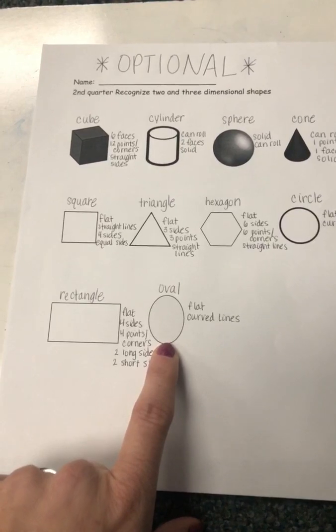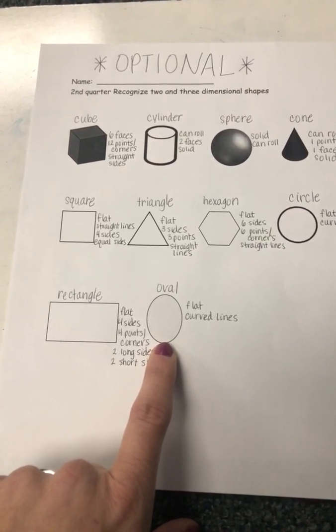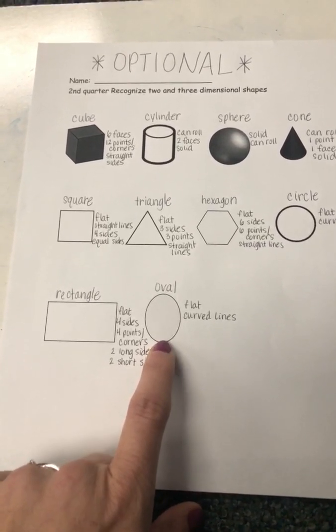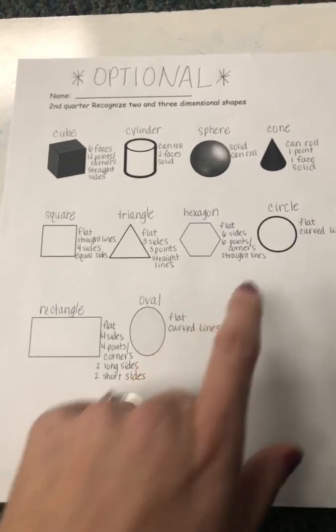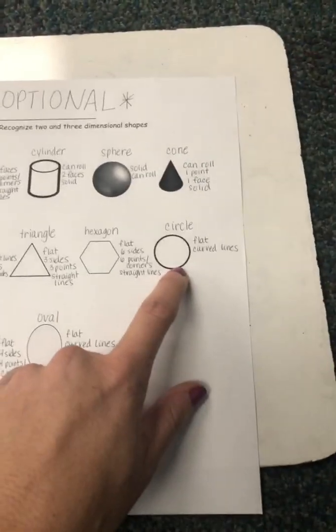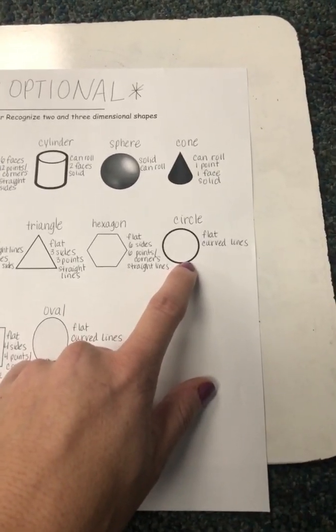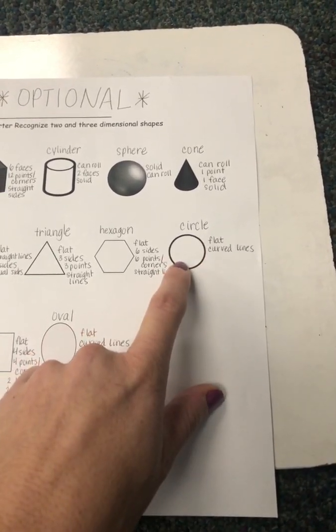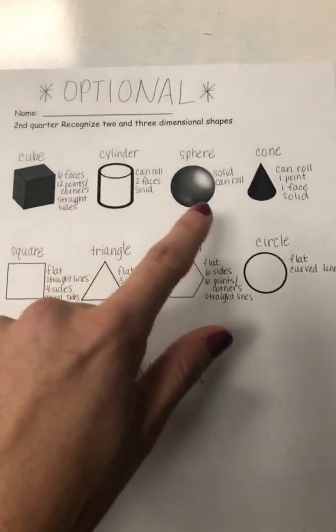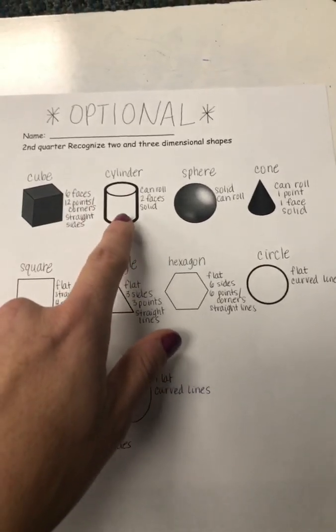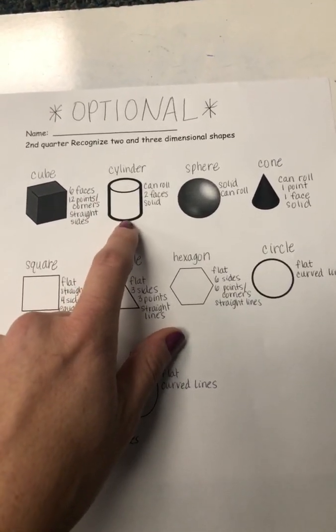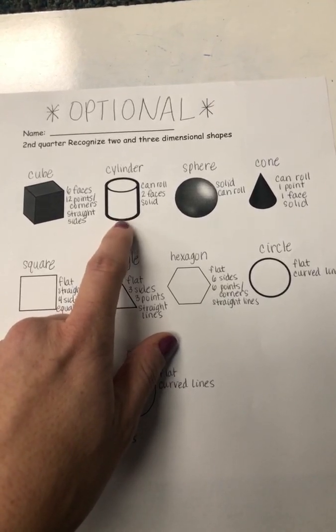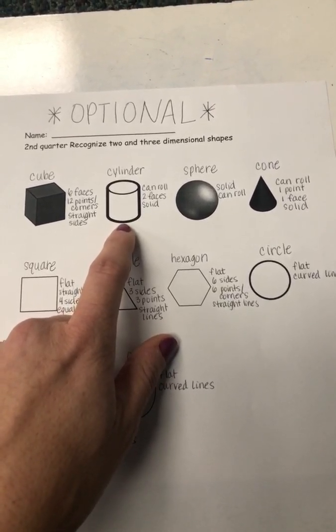How about this one down here? It's flat with all curvy lines. It's an oval. Looks like an egg, doesn't it? And our last shape, it's flat with curvy lines and it has no points. A circle. Let's look up here at our solid shapes. What's this shape called right here, friends? It can roll and it has 2 faces that are in the shape of a circle.